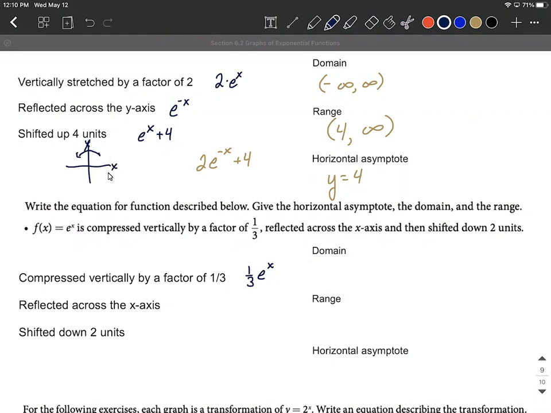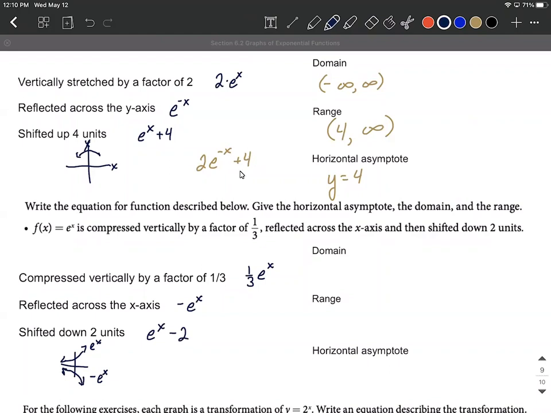Reflections always indicate a negative, but this time that negative is going to get attached to the entire function, because things got moved vertically. So our e to the x graph got flipped vertically. Now the negative e to the x would be below the x-axis. And for the final shift, let's shift everything down 2 units. If we start with e to the x and we want to move everything down 2 units, you're going to subtract 2 from the entire function.